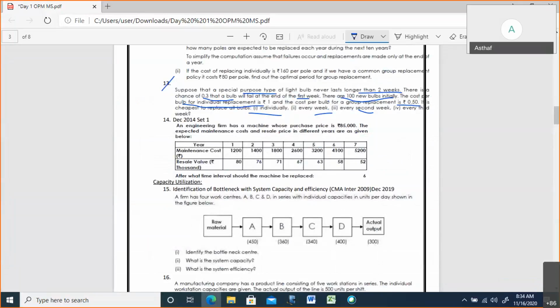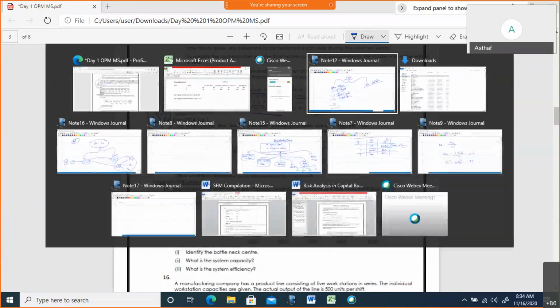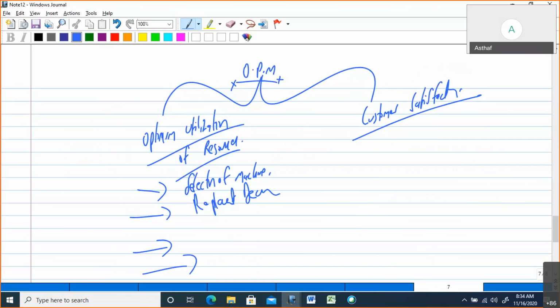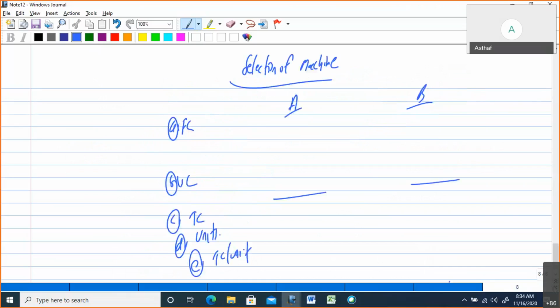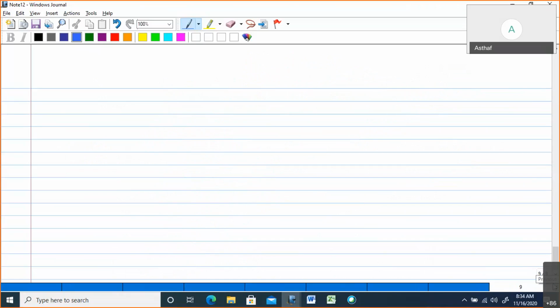Of replacement, you can do it as a homework. Now let me discuss some concepts. The next we want to discuss is called capacity decision. So what we discuss now, there is a concept called bottleneck.